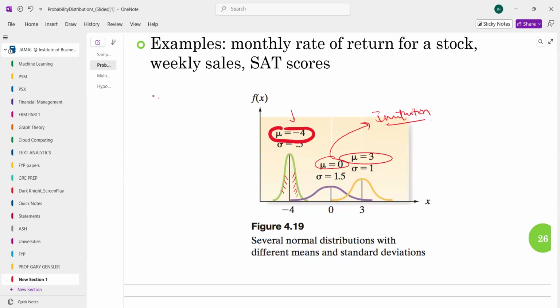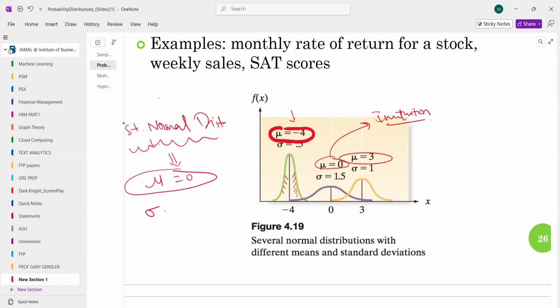But in the standard normal distribution, because I remember sir also explained that, the mean is always going to be equal to 0. When the mean equals 0 and the standard deviation equals 1, the kind of distribution you will see is a standard normal distribution.